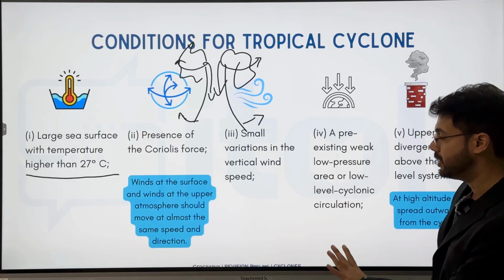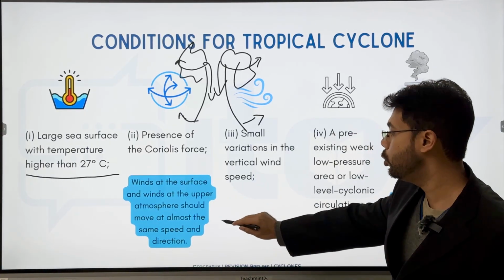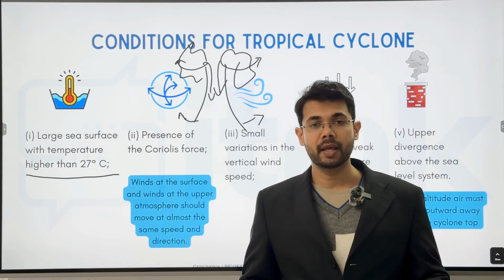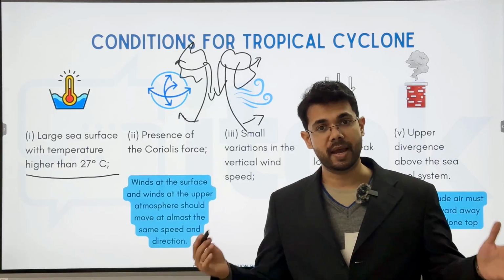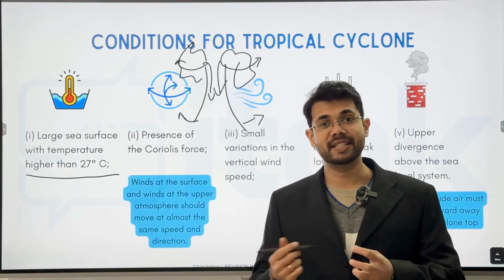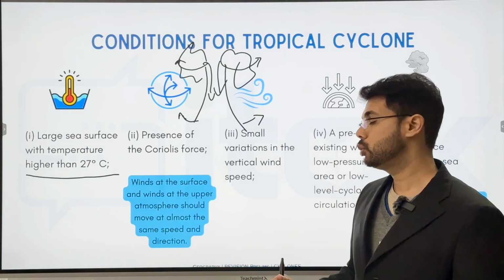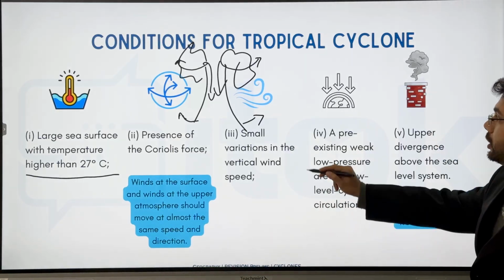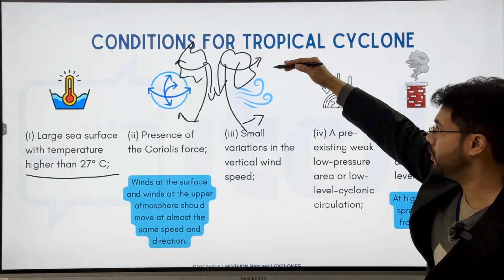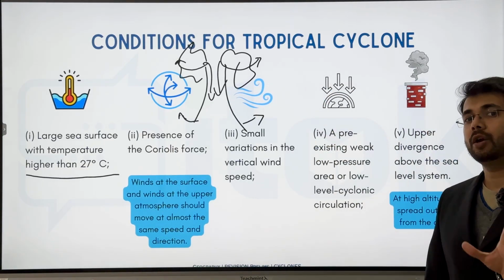This is given exactly in NCERT. So winds at the surface and winds at the upper atmosphere should move at almost the same speed and direction. If this does not happen, if there is a massive difference in wind speeds, the cyclone will shear, that is, it will tear apart and dissipate right there. So winds in this entire huge column of air have to be the same at every place. Not exactly same, there can be a bit of variations, not much.